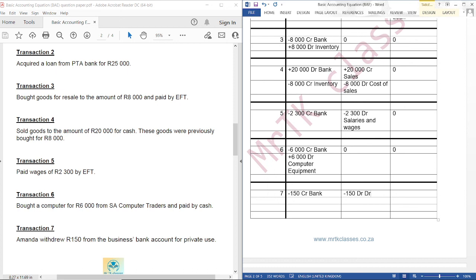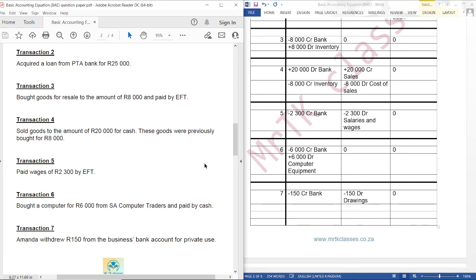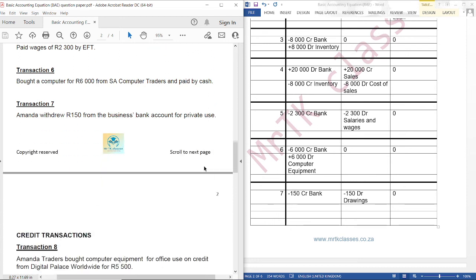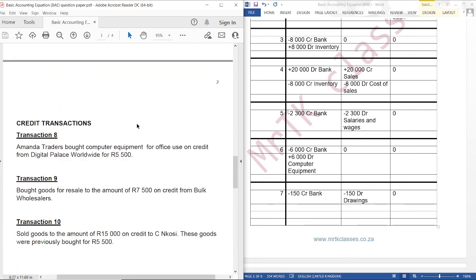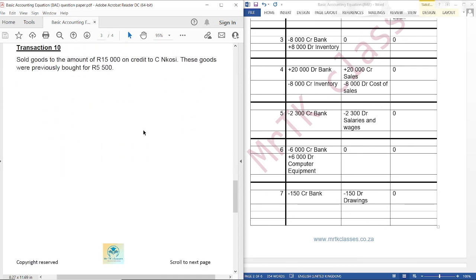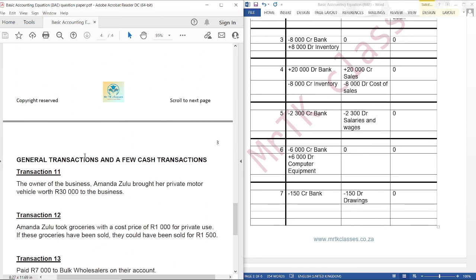Then we debit drawings, right? We debit drawings. Right here we are going to have 0. So minus 150 goes to minus 150. Credit and debit, right? Then we are done with these transactions. In our next tutorial, we are going to deal with credit transactions, right? Then we'll also deal with general transactions and a few cash transactions, right?